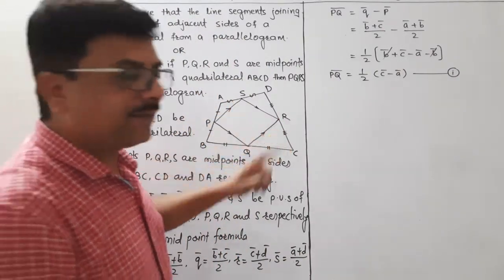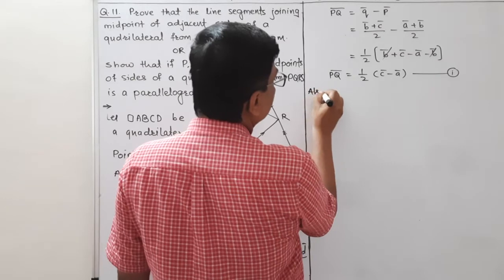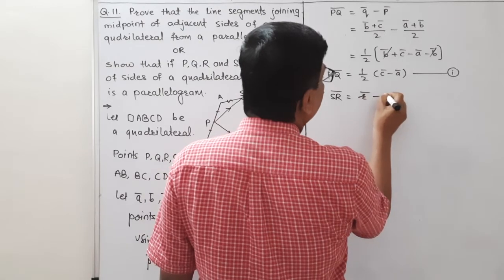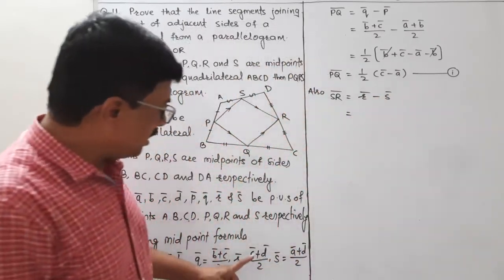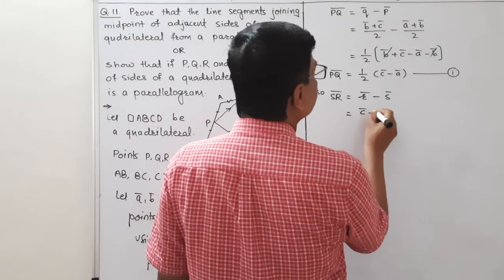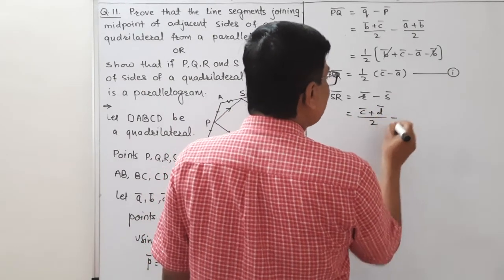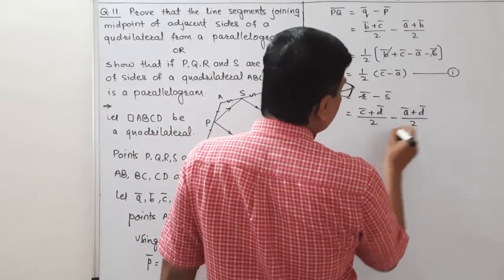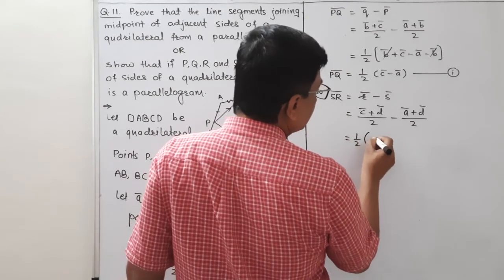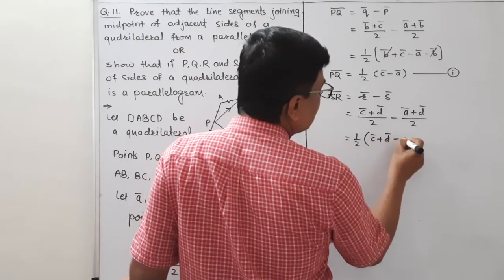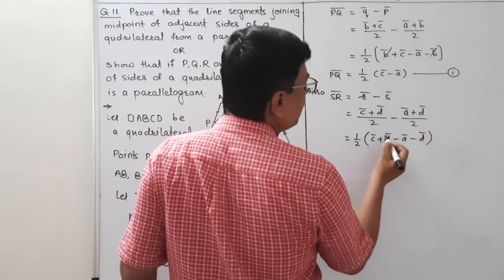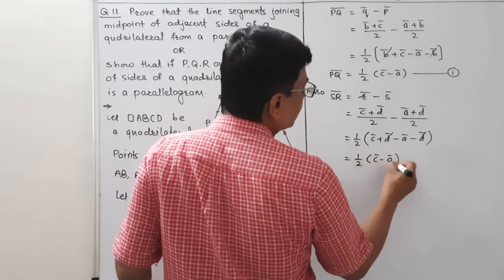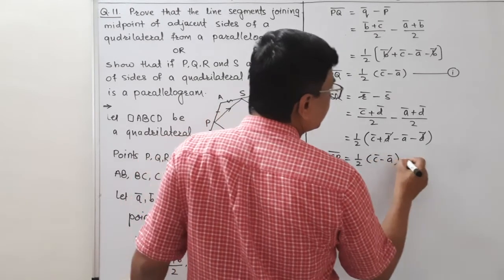Similarly, we can find SR vector also. SR vector is equal to R vector minus S vector. What is R vector? R vector is C vector plus D vector upon 2, minus S vector, which is A vector plus D vector upon 2. That is nothing but 1 by 2 into bracket C vector plus D vector minus A vector minus D vector. Now D vector gets cancelled. We have half into C vector minus A vector. We'll call it as second.